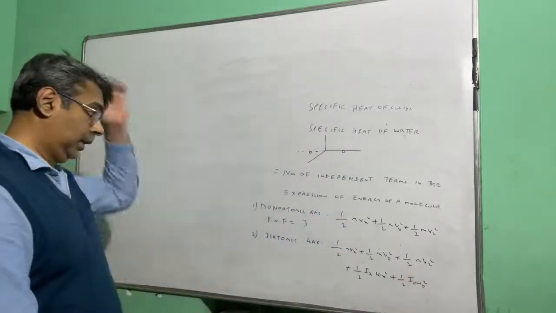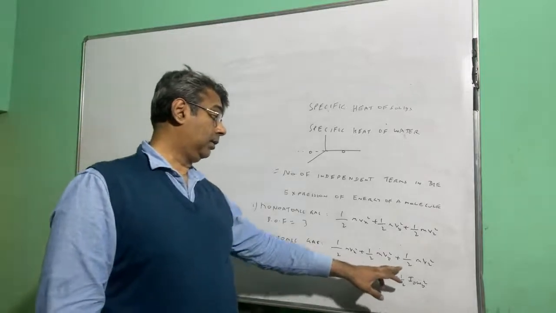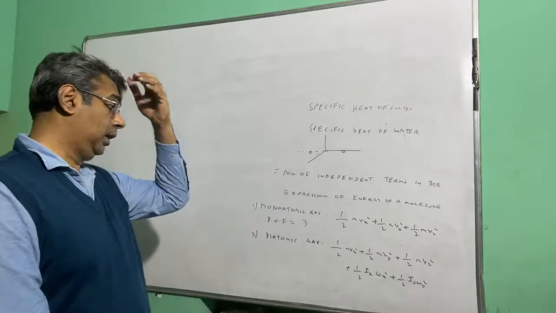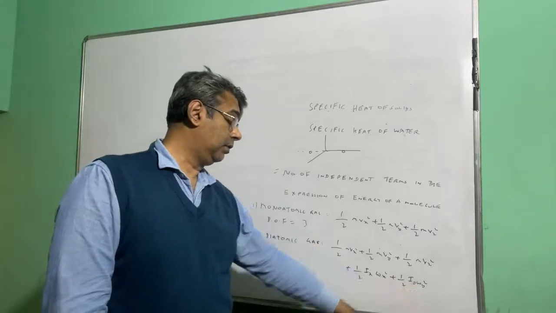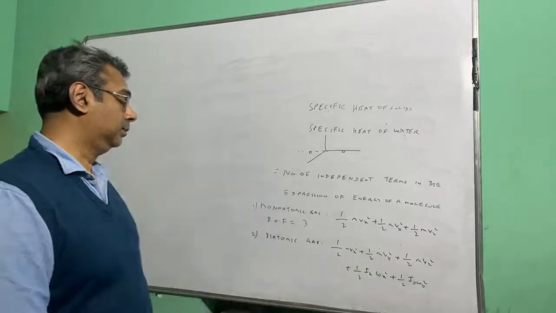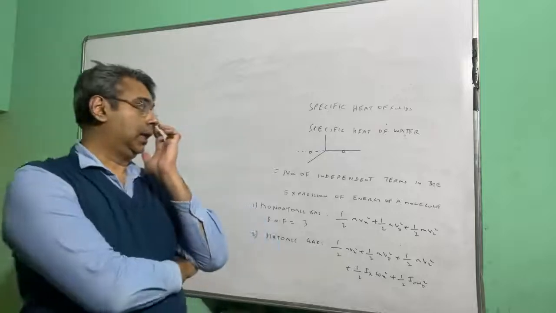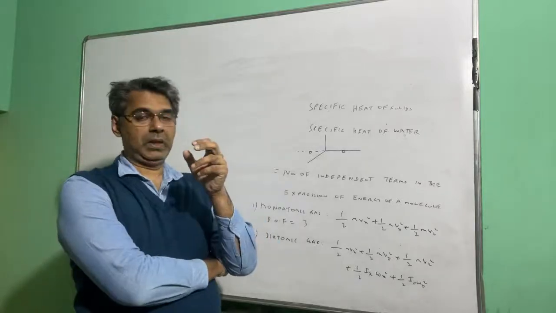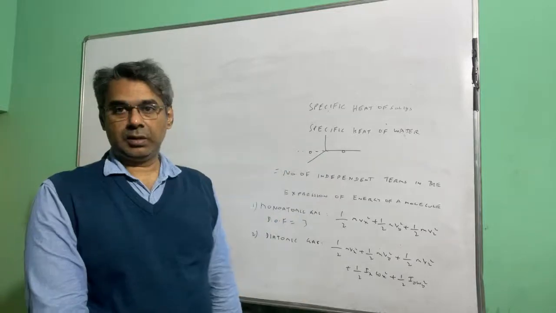Now, regarding diatomic gas, there is half mvx square, half mvy square, half mvz square, plus half Ix omega x square plus half Iy omega y square. So, how is this coming? Actually, in a diatomic gas, we can assume that the two atoms in the molecule are connected by a massless rod.